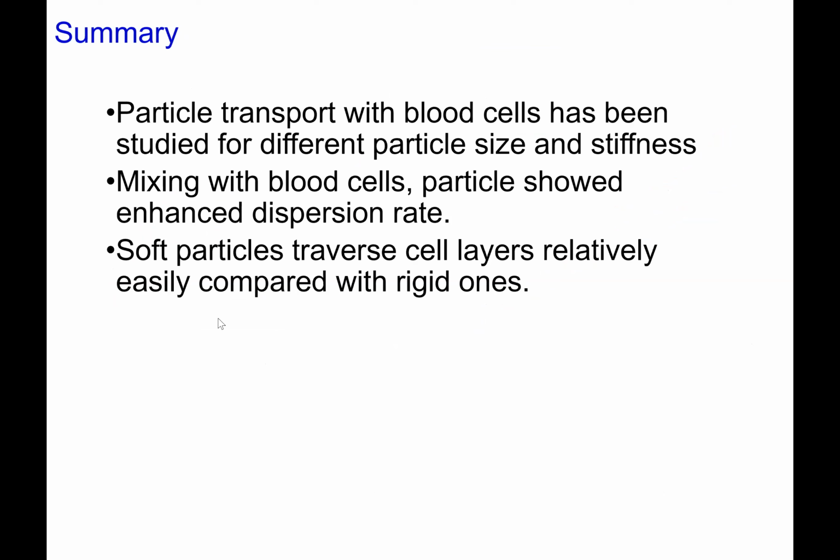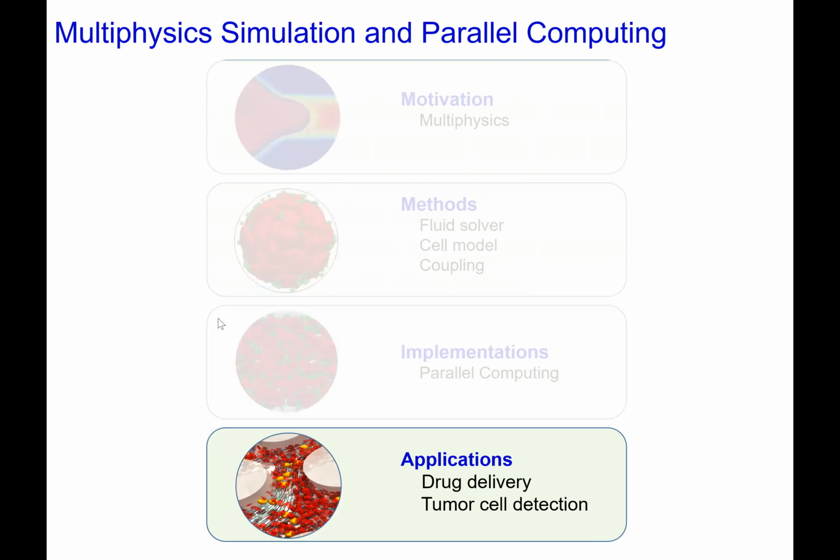So a quick summary: we studied particle transport with different size and different stiffness. Mixing with red blood cells, particles showed an enhanced dispersion rate, which is much higher than the thermal diffusion coefficient. And the softer particles can traverse cell layers relatively easily compared to the rigid ones. And next, we'll talk about another application.